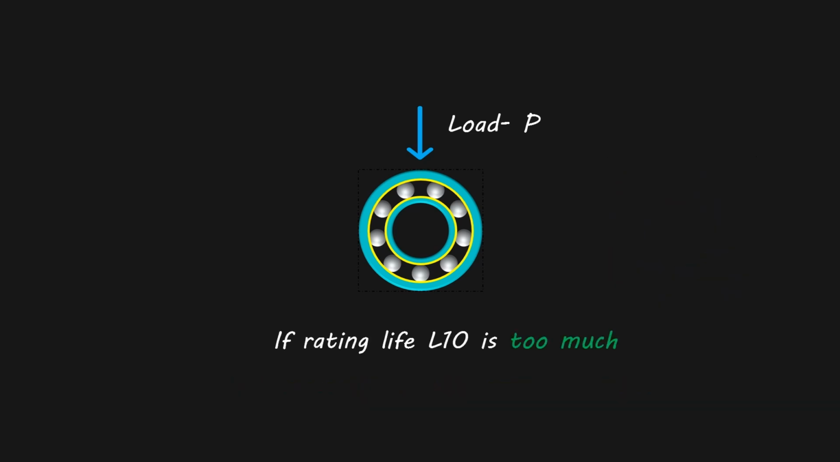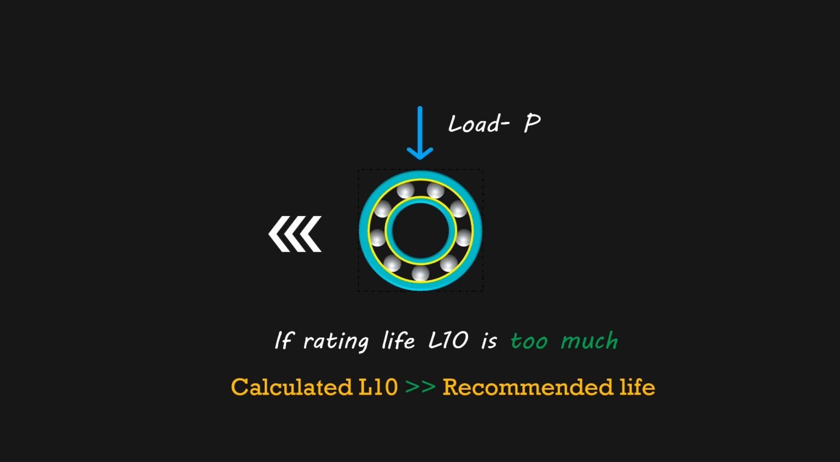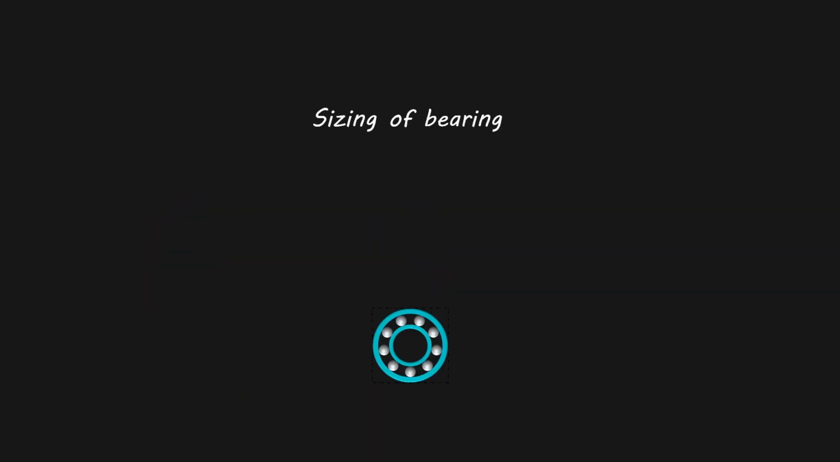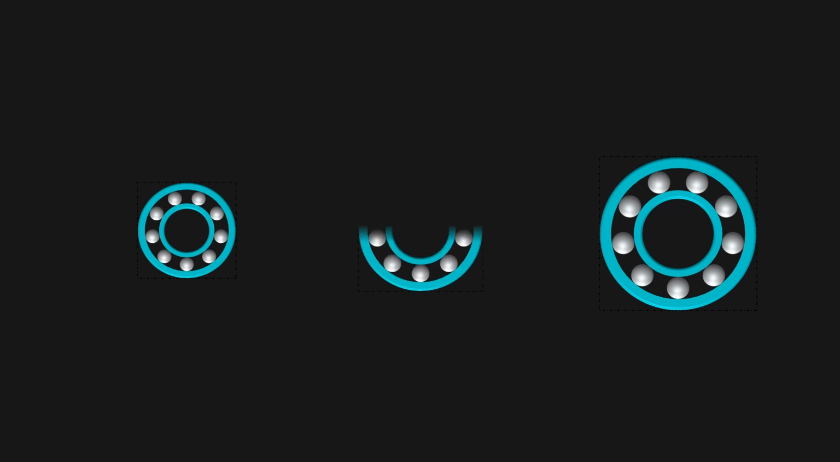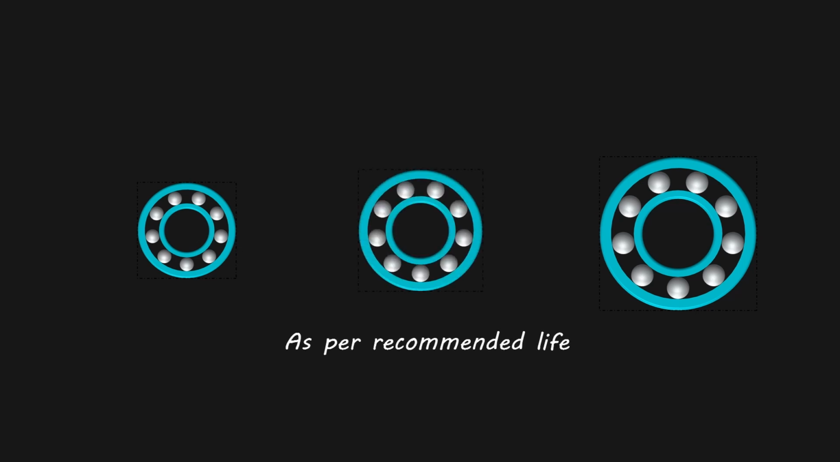And if the rating life L10 of the selected size is too much, then we should go for a smaller size of bearing to optimize the cost of the bearing. Because sizing of a bearing means selection of the economical and smallest size of bearing which can run for the recommended period of time as per the application. The bearing should not be too large or too small. It just should be as per the recommended life. For in-depth bearing rating life L10 calculation and bearing recommended life, you can watch this video.